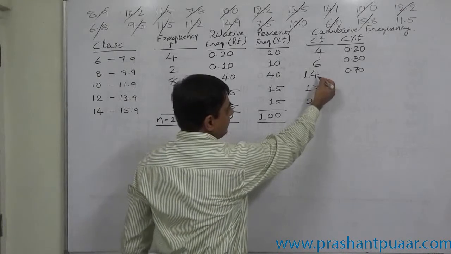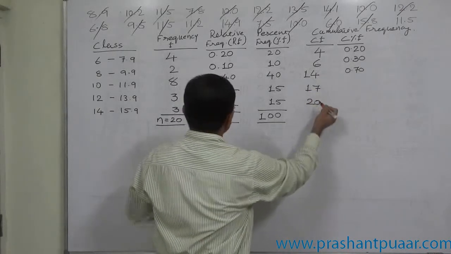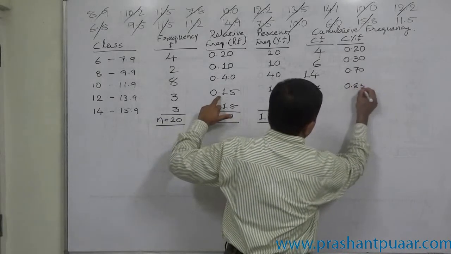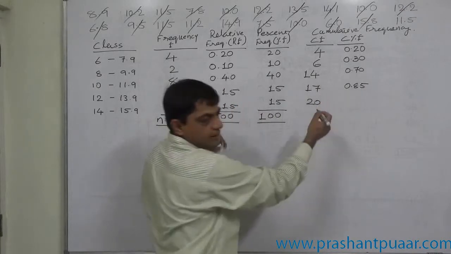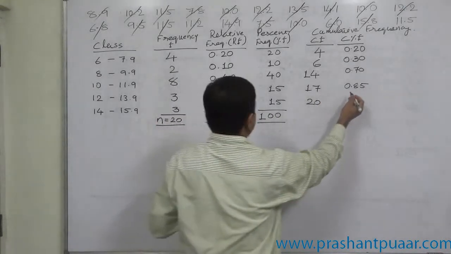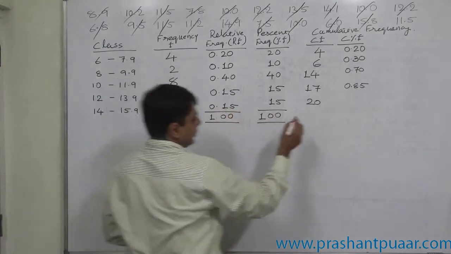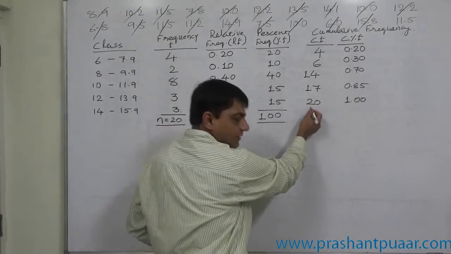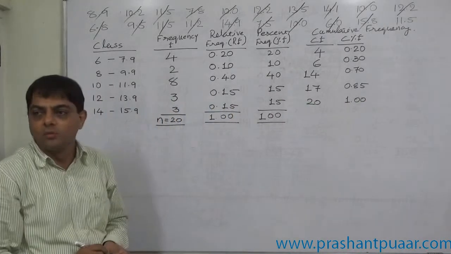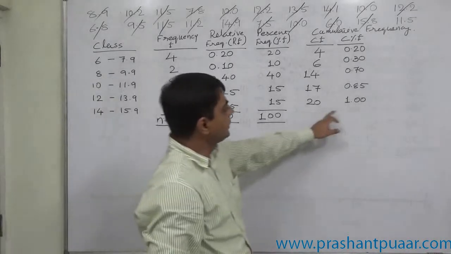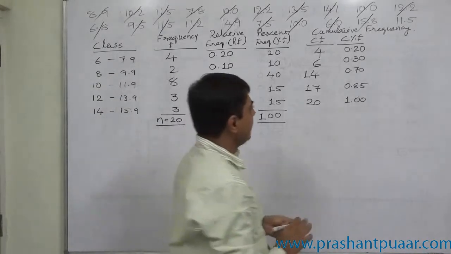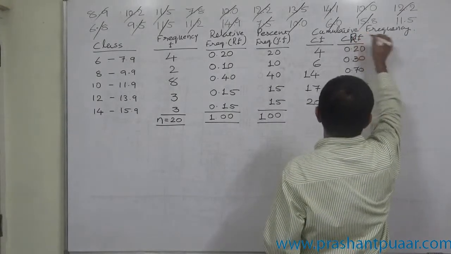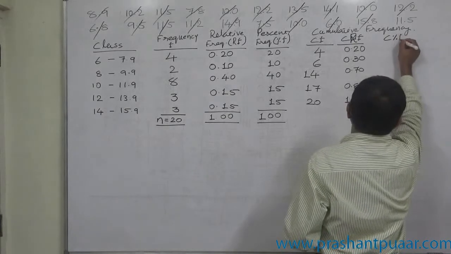Or in another way, 14 divided by 20. Next is 0.70 plus 0.15, 0.85. 17 divided by 20 also gives us 0.85. And 0.85 plus 0.15, the ultimate amount is 1. 20 divided by 20 is also 1. And no summation of the cumulative frequency, please. The last is, sorry, this is cumulative relative frequency. I am very sorry. Now cumulative percent frequency.